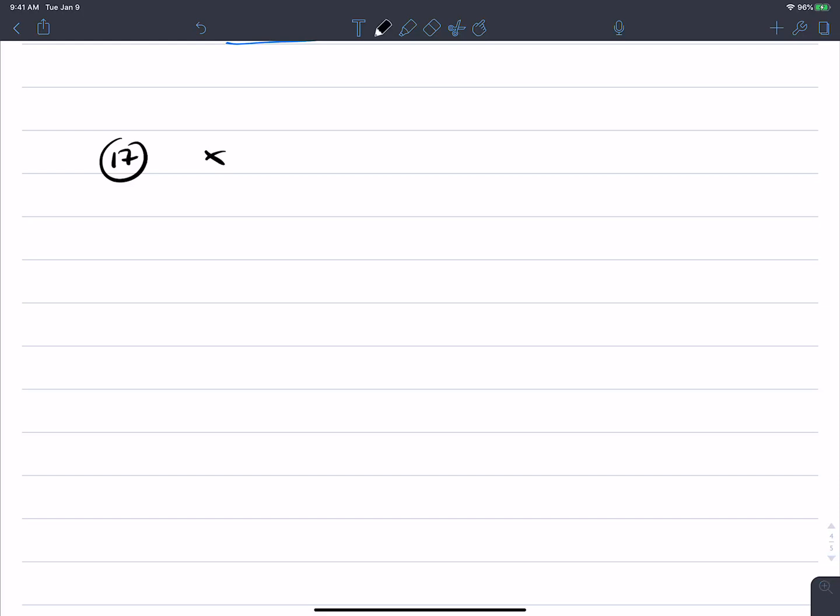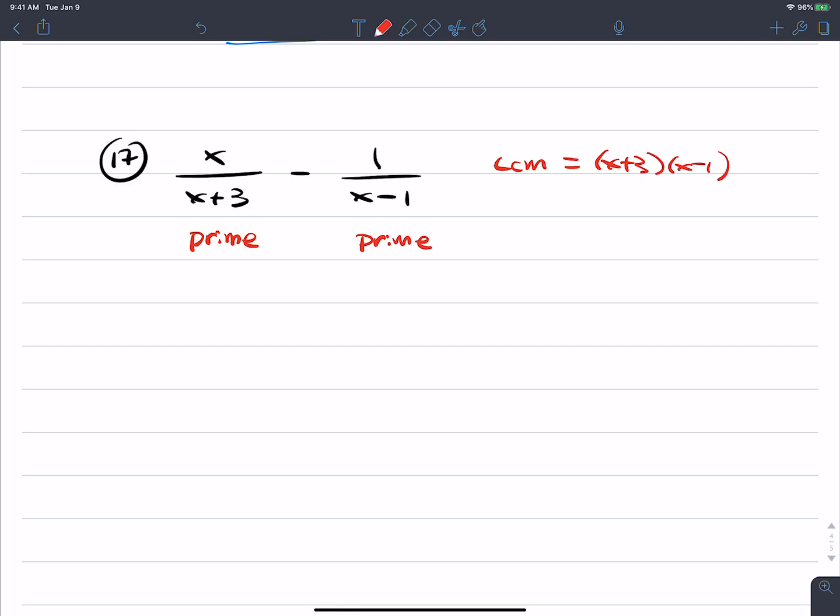Number 17, x over x plus 3 minus 1 over x minus 1. Again, I want to point out that x plus 3 is not factorable, so we think of that as prime. X minus 1 is also not factorable. We think of that as prime. So the LCM will be, with two different primes, simply the product of those primes. The LCM is x plus 3 times x minus 1.